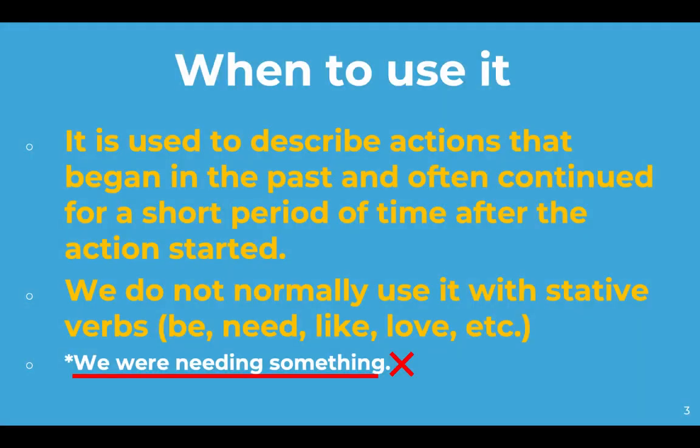So when do we use it? It is used to describe actions that began in the past and often continued for a short period of time after the action started. So it happened continuously in the past. We do not normally use it with stative verbs such as need, be, like, love, etc. So it's impossible to say something like we were needing something. No, that's wrong because need is a stative verb.